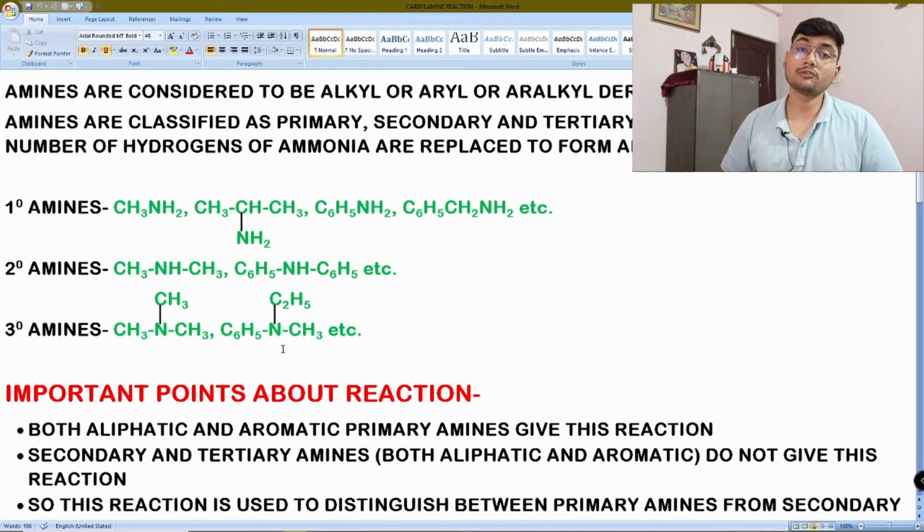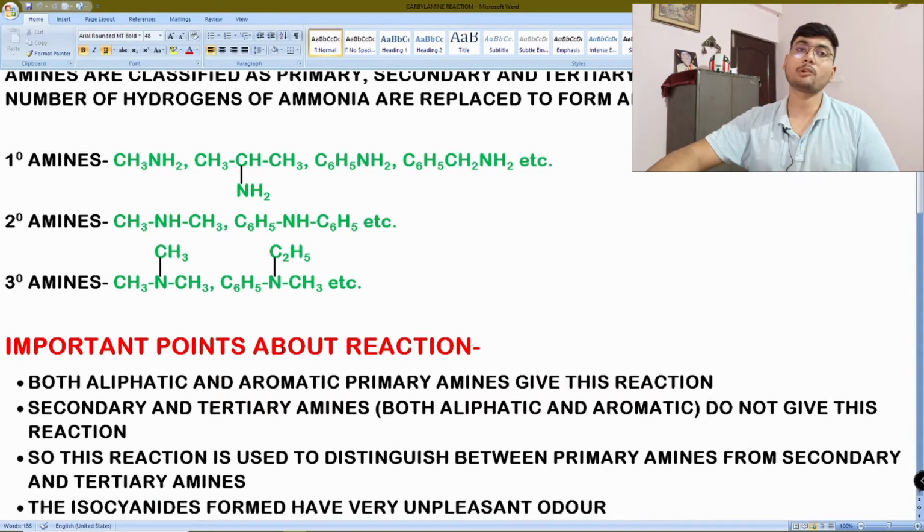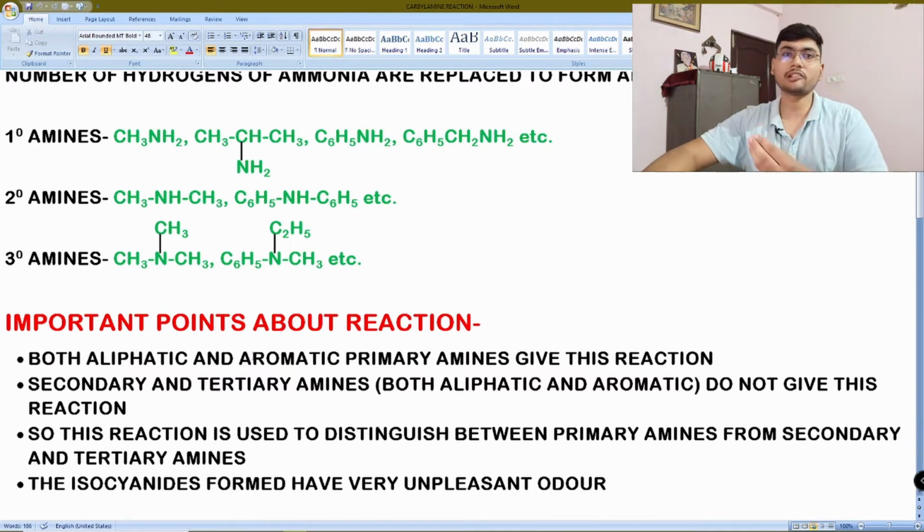Now let us come back to our reaction part. So first of all, I am going to tell you some important points about this reaction. I have written them down, so I will first read them out and then explain. The first point is that both aliphatic and aromatic primary amines give this reaction.